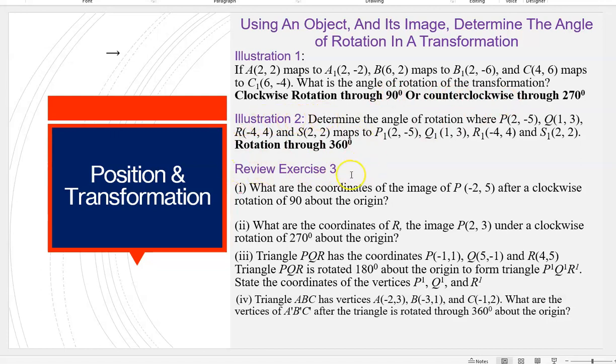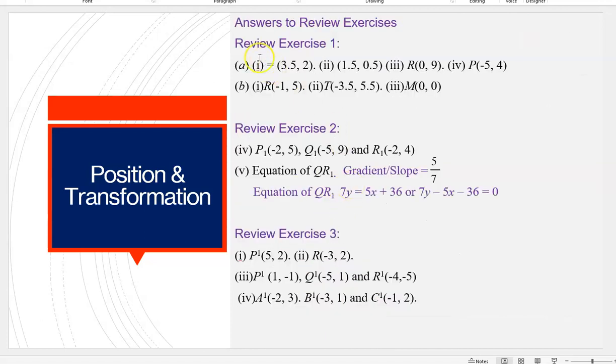Now, this is review exercise 3. I've provided the answers at the end of the video. So these are the answers: review exercise 1, review exercise 2, review exercise 3. But please work all the review exercises before you come and check whether your answers are correct.